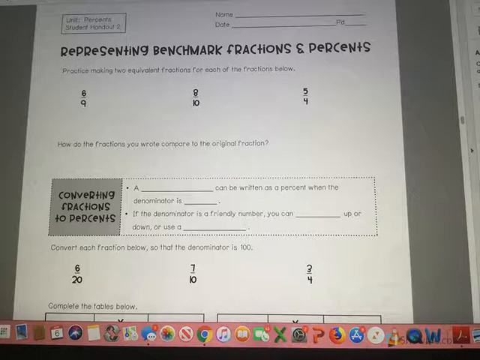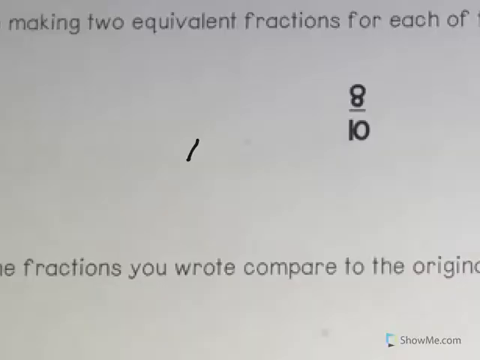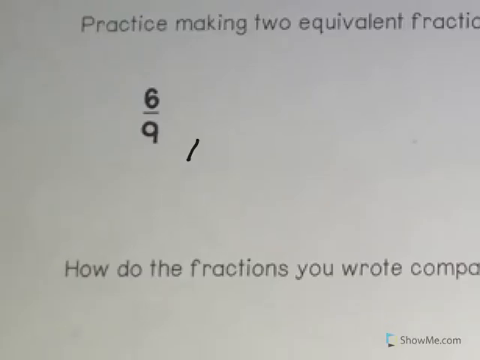So the instructions talk about practice making two equivalent fractions for each of these below, but one of the equivalent fractions I want you to do is make the denominator 100. So let's zoom in on that. If we're going to do some equivalent fractions there, let's just reduce this. Let's divide both by 3, and then we get 2/3.